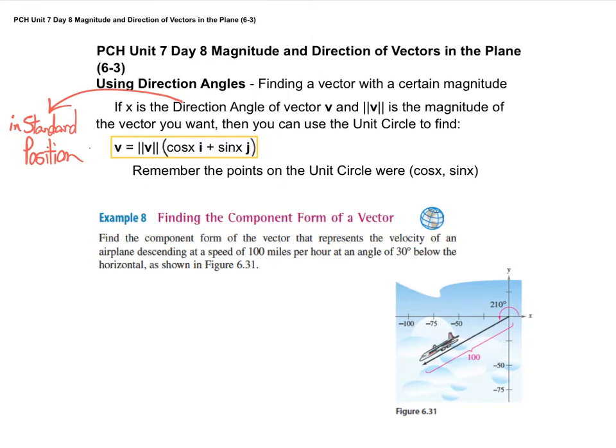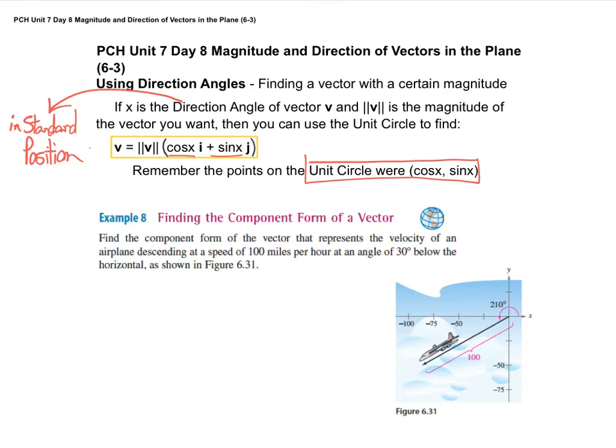Alright, now, you might say, well, where does the cosine x and the sine x come from? Well, that is directly related to our unit circle. Remember, all the points on the unit circle were cosine, sine. Cosine, the x-coordinate, a horizontal measure. Sine was our vertical, our y-coordinate, and the vertical measure.